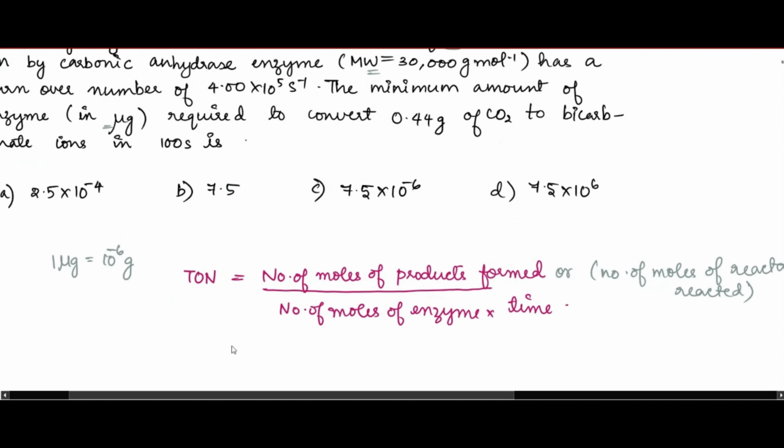So turnover number in equation fine ആണ്. It is the number of moles of products formed divided. Product details അല്ല ഇവര് പറഞ്ഞിട്ടുള്ളത്. ഇവര് reactant ആയിട്ടുള്ള carbon dioxide data ആണ് തന്നിട്ടുള്ളത്. So you will use this equation. Number of moles of reactants reacted divided by number of moles of enzyme into time. Is this okay?